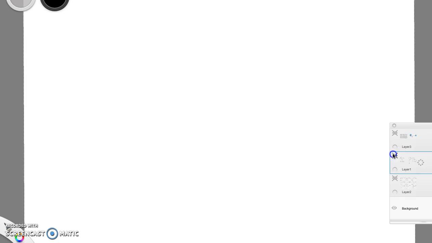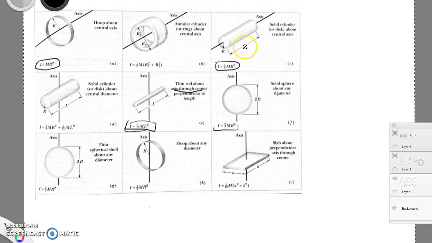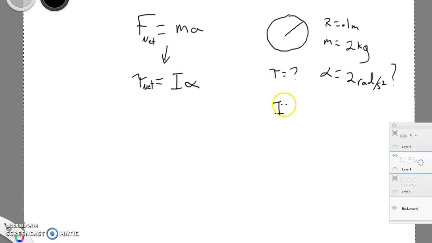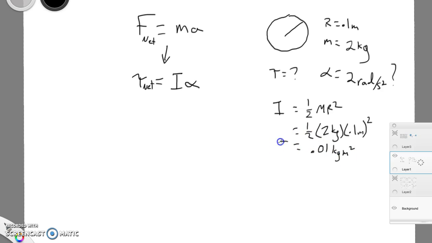If it's a uniform disk, we look here. Moment of inertia for a uniform disk or a cylinder is 1/2 mr squared. So I equals 1/2 mr squared. That's 1/2 times 2 kilograms times 0.1 meters squared. That gives us 1 times 0.1 squared, or 0.01 kilogram meters squared for I.